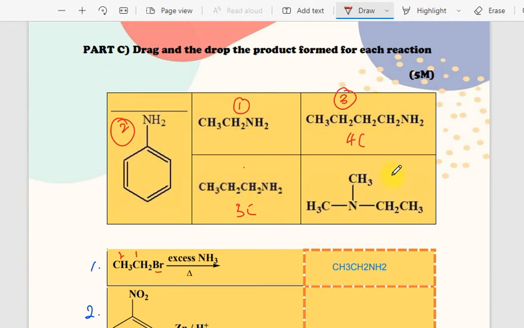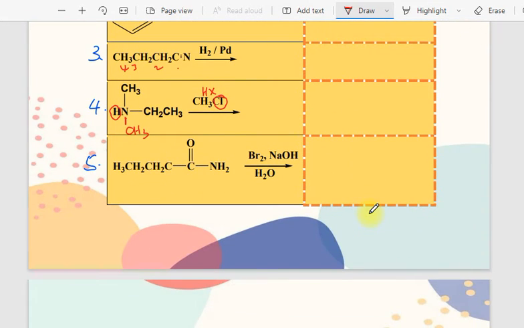Yeah, this is the answer. It forms tertiary amine. So this is a tertiary amine. So this is the answer for question number 4. And then the last one, bromine, sodium hydroxide, water. What is this reaction?